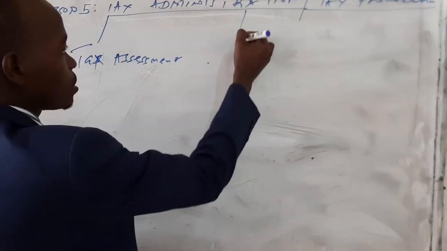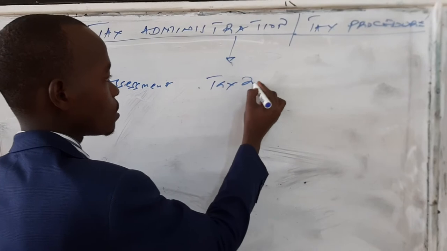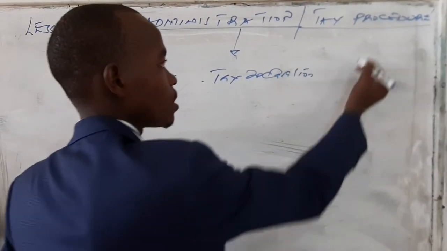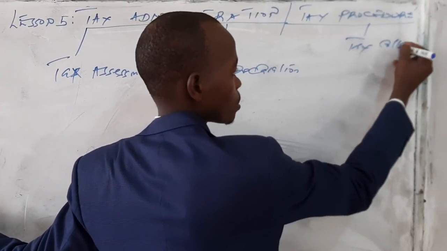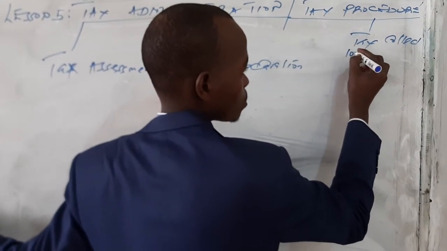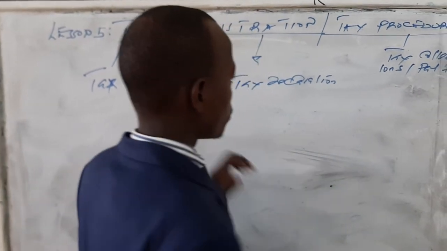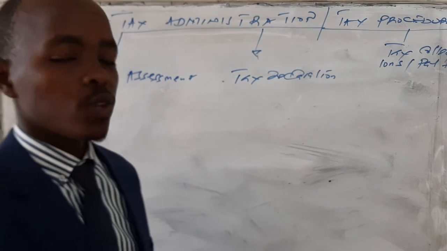We need to check on the tax declaration, and we find out how the taxes, tax corrections, or tax payments are handled. So this is what normally makes up the definition of tax administration.